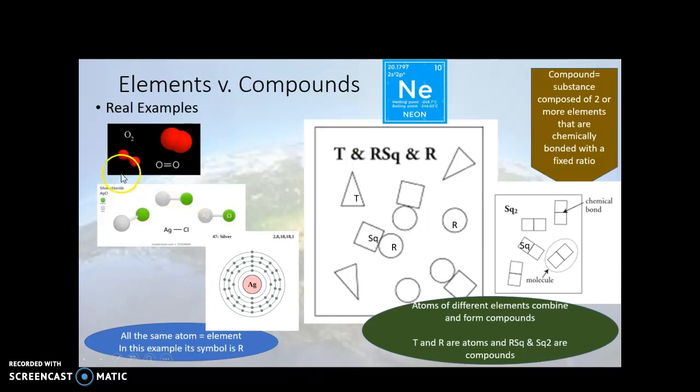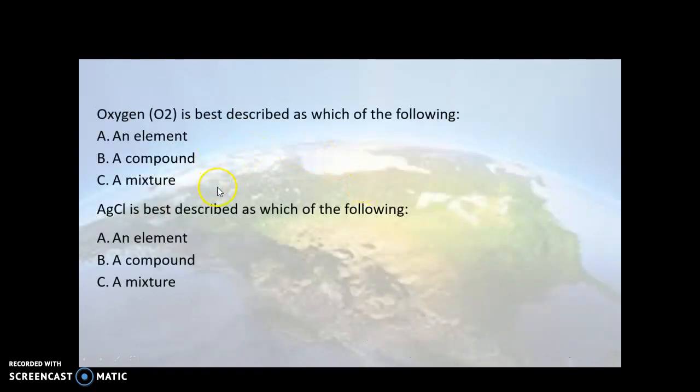Weights. But that's how we draw the bonds, by connecting a line between them. From there, what we can do is now check our understanding. O2 is best described as what? Is it an element, a compound, or a mixture? AgCl is best described as an element, a compound, or a mixture.